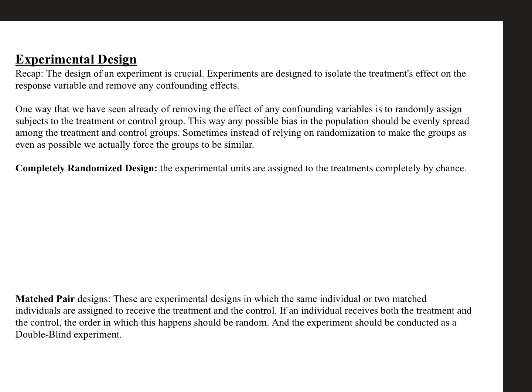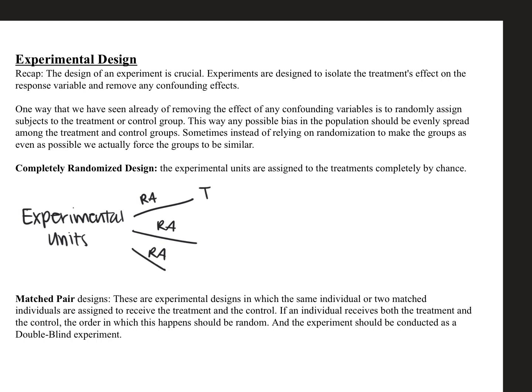So we talked about using randomization to make the groups as similar as possible, but sometimes we want the groups to actually be different. So we talked about completely randomized design. That's when your experimental units are assigned to the treatments completely by chance. So you have your experimental units, whoever or whatever they may be. They are randomly assigned to your treatment and control.